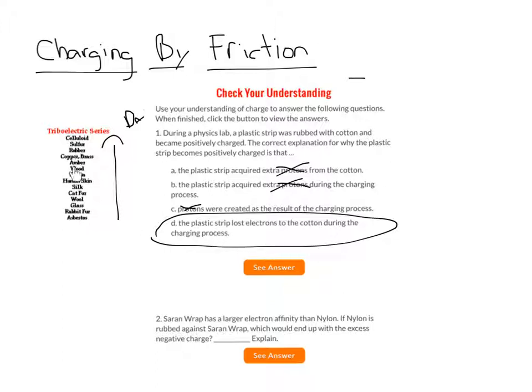Now, plastic isn't on here, but cotton is. Cotton is right here. It's pretty high on the triboelectric series. So we suspect plastic would have to be somewhere down here because cotton was able to take the electrons from the plastic. For the second one, the correct answer is saran wrap. Saran wrap is this celluloid, so anything that's kind of a thin, plasticky, flexible material like that. So saran wrap is higher on the list than nylon, so it would acquire the extra negative charges. Nylon would become positively charged.